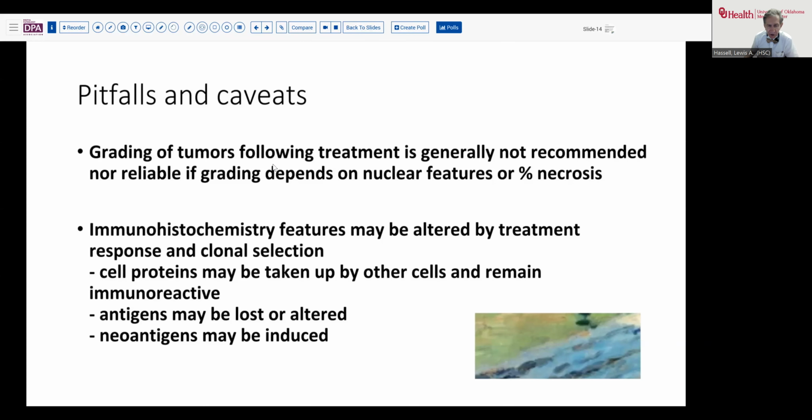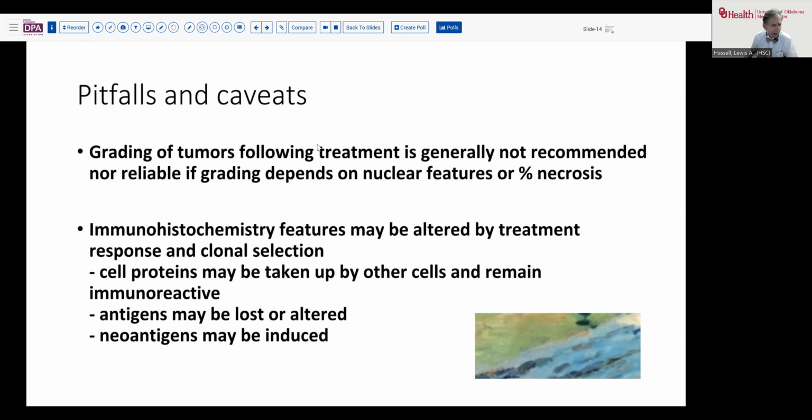Grading tumors following treatment is generally not recommended. It's not reliable, particularly if you're basing that on nuclear features or on percent necrosis, as in the case of some sarcomatous lesions. Immunohistochemistry may have features altered by treatment as well, and this clonal selection process. There can be circumstances where the histiocytes or other cells in the neighborhood can take up some of the markers that were present on the tumor that is now necrotic and so forth. Or you have certain circumstances where various antigens can be lost or altered and be less reactive. And you may also get new antigens, or so-called neoantigens, induced that either mask, block, or are completely different from those in the primary tumor in some circumstances.